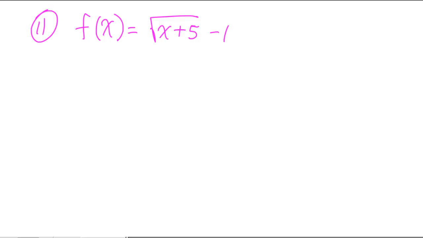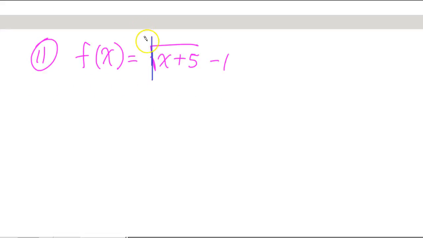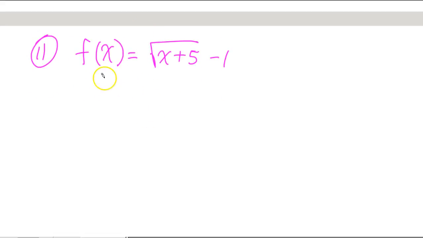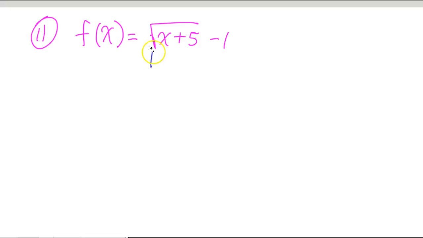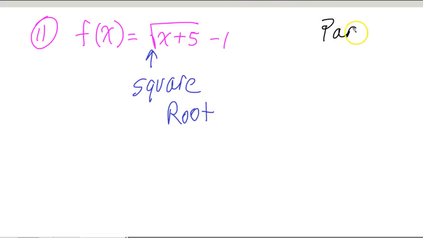For question number 11, we're doing the same thing that we did for question number 8 at the very end. For this one, I noticed that there's this big square root right here, and that is a dead giveaway that this is a square root function. Again, comparing that with the parent. So the parent of the square root function is going to be f of x equals just square root x. Super basic.